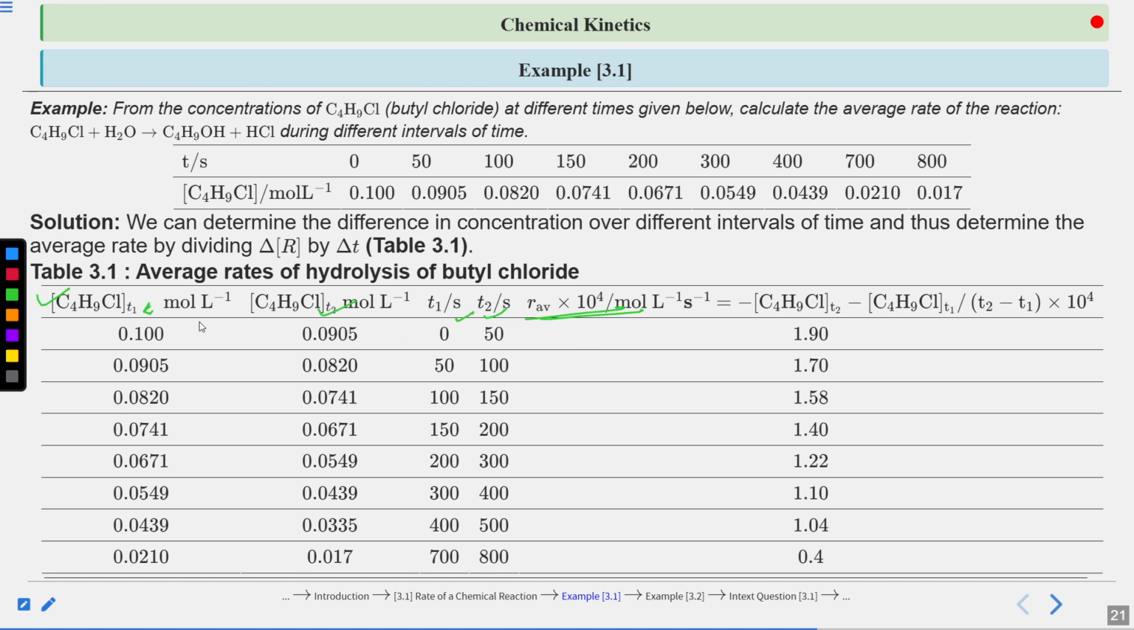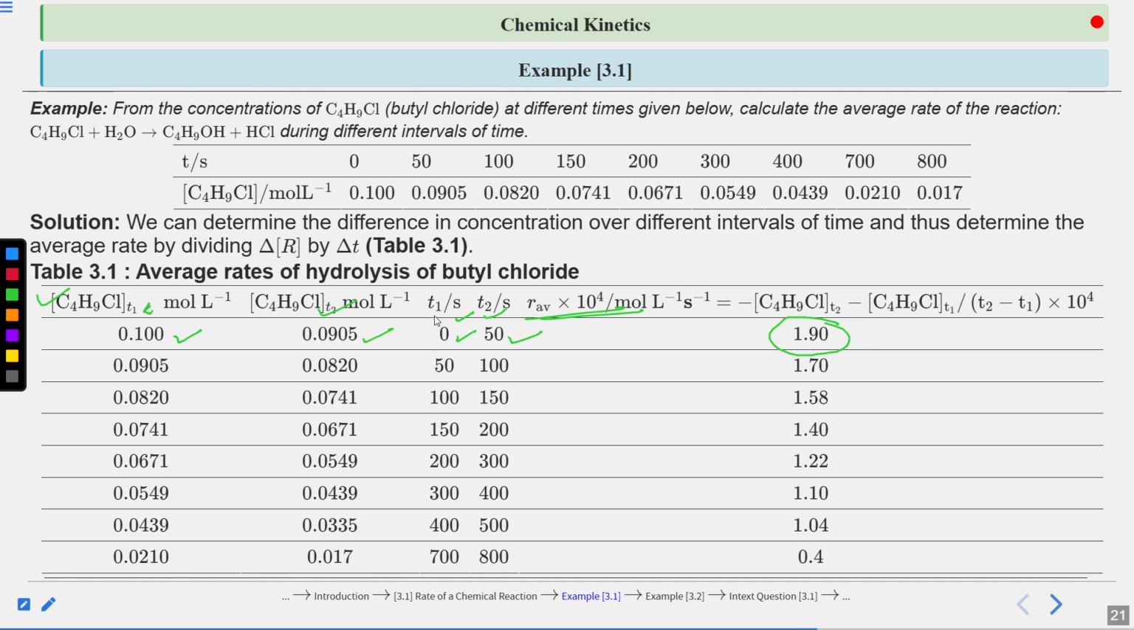Now you can simply do that. We know the concentration at different times. We know the different times. You can find out the average rate by just applying this formula. So this will be minus of 0.0905 because it is at T2, minus 0.100, divided by 50 minus 0, that is 50, multiplied by 10 to the power 4. It will give out the first average rate as 1.90 over this interval T1 and T2, 0 to 50.